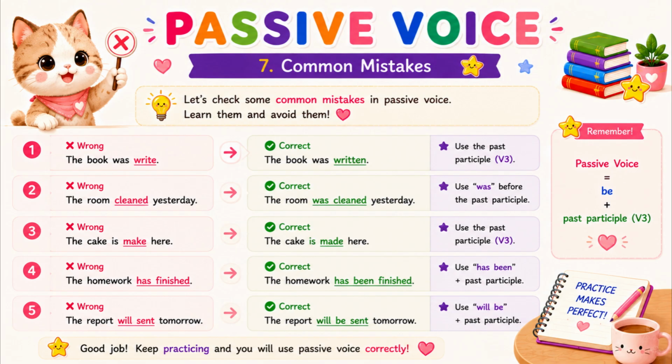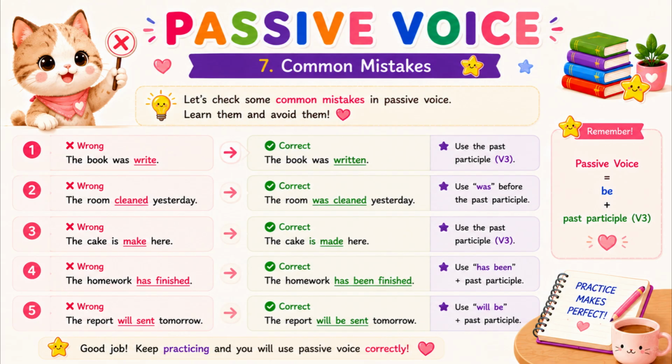Number 2. The wrong sentence is, the room cleaned yesterday. The correct sentence is, the room was cleaned yesterday. Don't forget to use was before the past participle. Number 3. The wrong sentence is, the cake is make here. The correct sentence is, the cake is made here. Again, use the past participle, not the base verb.